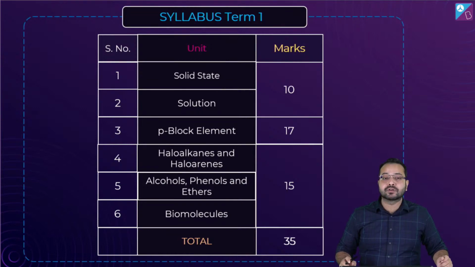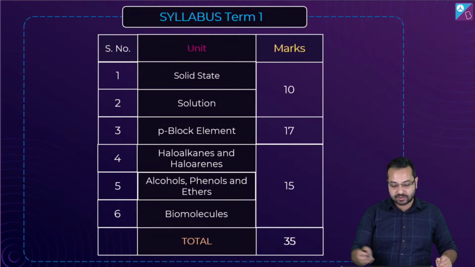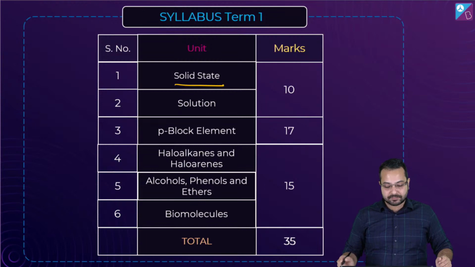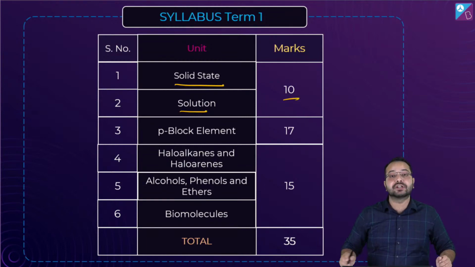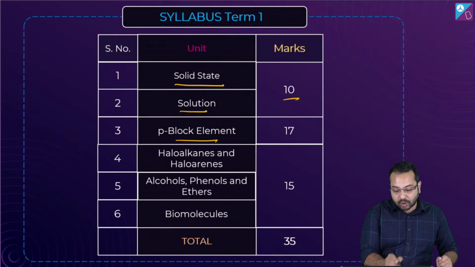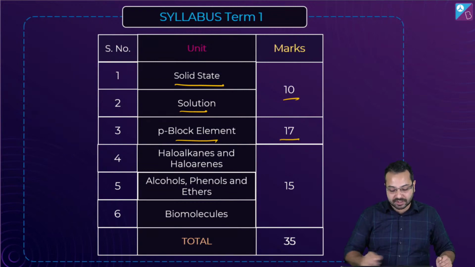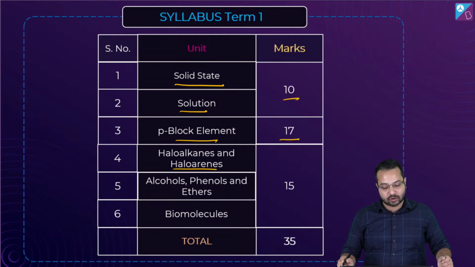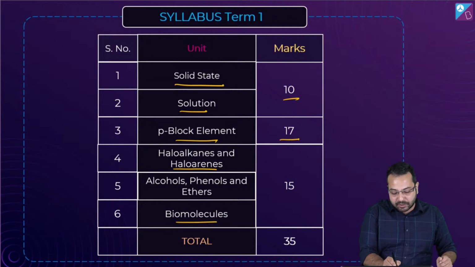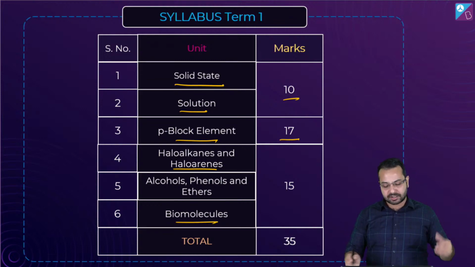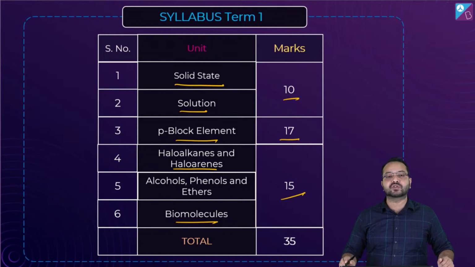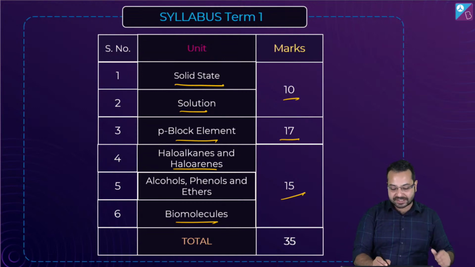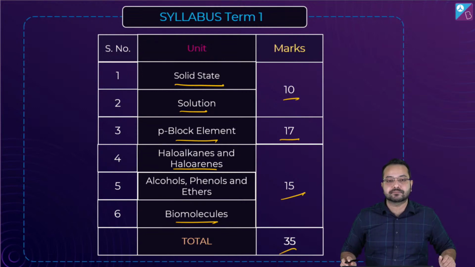Okay, now let's talk about the weightage. So if we talk about the Term 1 syllabus, then solid state and solution combined have a 10 marks weightage. P block elements have 17 marks weightage, and then haloalkanes and haloarenes, alcohols, phenols and ethers, and biomolecules, okay, the organic part, that is going to have 15 marks weightage. Okay, so that makes it 35 marks.